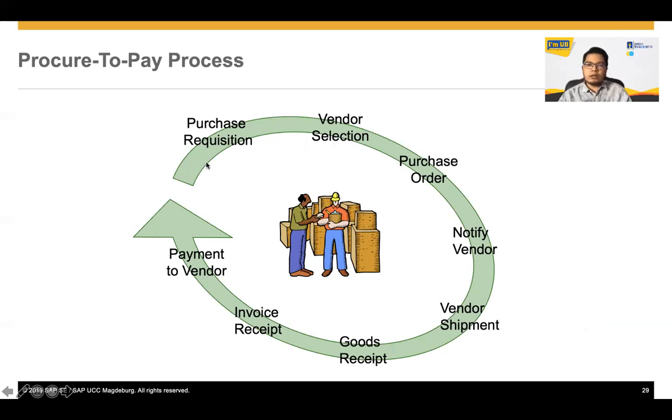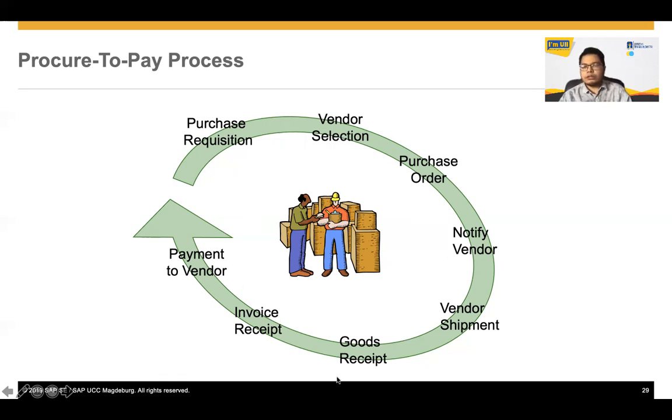The process being used is procure to pay. It means the process from procurement until we pay the vendor, the supplier. So first, we ask for a purchase requisition, and then vendor selection, purchase order. So this is different, right? Purchase requisition is only asking, while with a purchase order, we already decide that we want to buy. And then notify vendor, vendor shipment, goods receipt, invoice receipt, and payment to vendor.